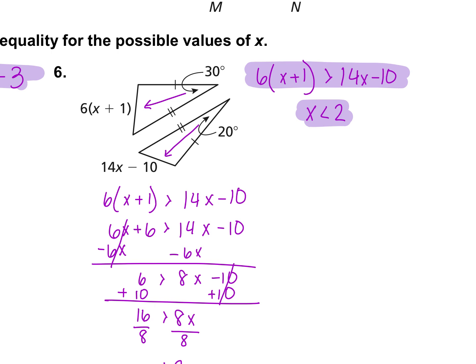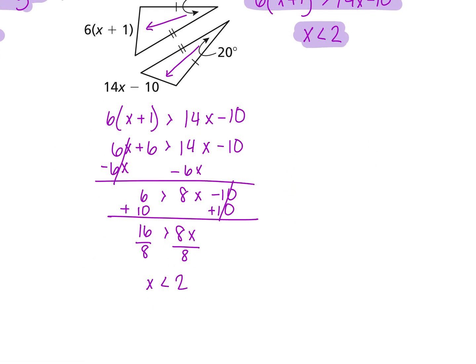Keep in mind, don't forget, when you're multiplying or dividing by a negative number, you have to flip the sign. So I did not flip the sign here. If you solve this one, you should have gotten 2 is greater than x. I just flipped it to where x is on the left side. So x is less than 2. That's all I did. I didn't flip the sign. I just flipped the entire thing.